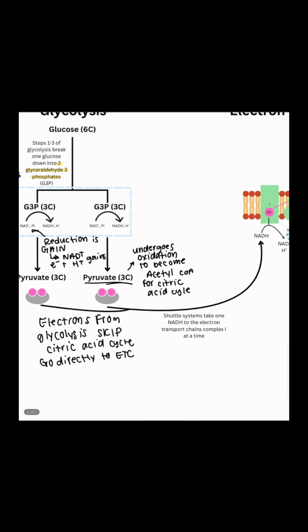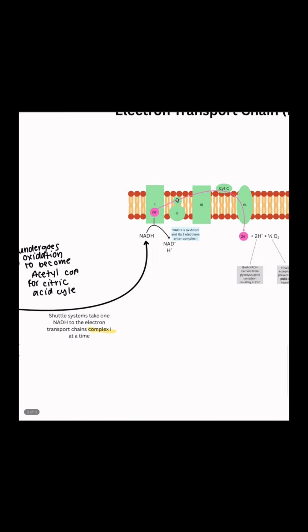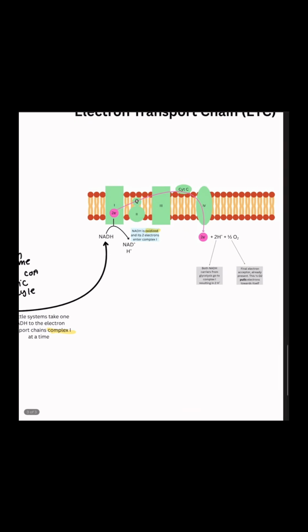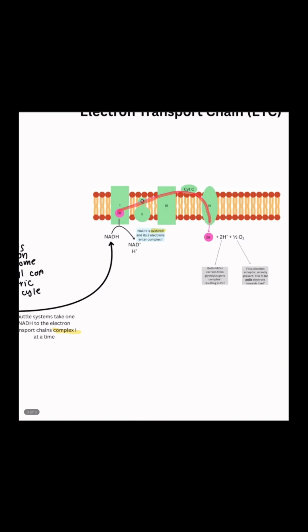In Biology 1, we say that these NADH molecules are going to deliver electrons to complex 1, when in reality, we have different kinds of shuttle systems that may deliver them elsewhere, but they're all going to end up at the electron transport chain. So once they're at complex 1, NADH is going to be oxidized. It's going to lose its electrons and become NAD+. These electrons are going to pass through the electron transport chain and get to complex 4, where they're going to be used to make water.